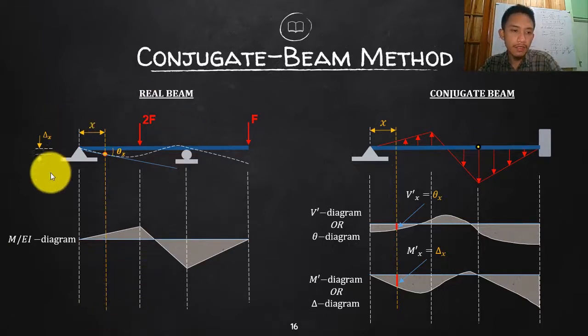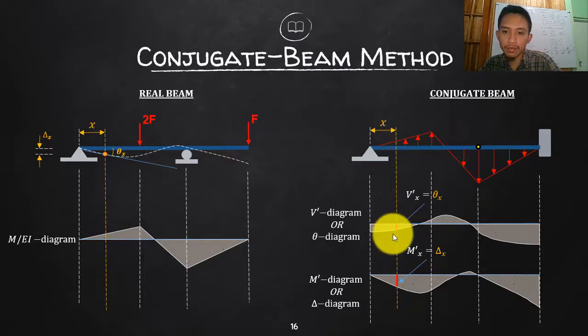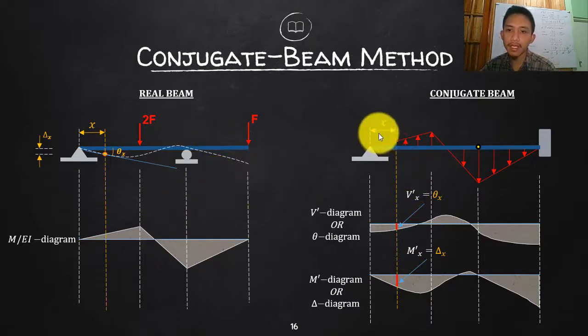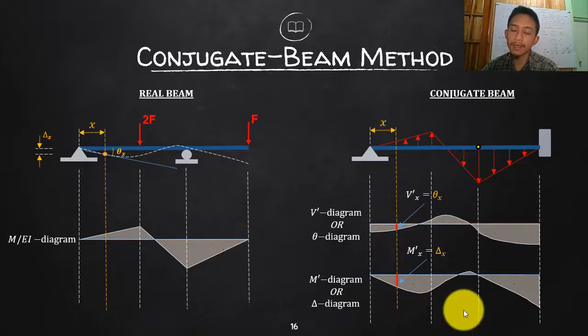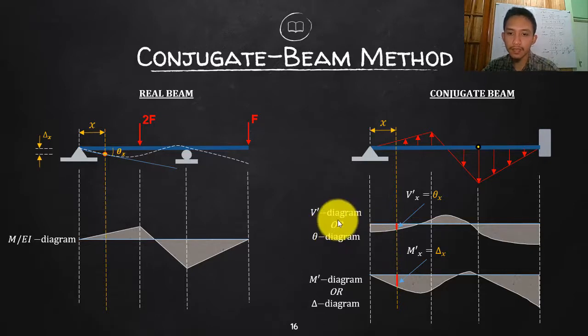So now I will construct the M/EI. I will load that one and I will create my fictitious beam and draw, of course, the shear and moment diagram, just like what we did here, what you will be doing on the real beam. Solve the reactions and then of course draw your shear and moment diagram. Now once you have your shear and moment diagram, the shear diagram is equivalent to the theta diagram, isn't it?